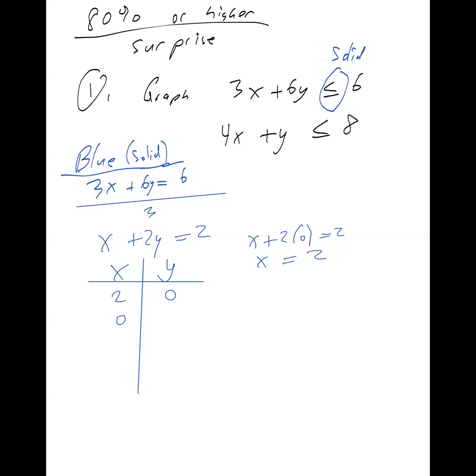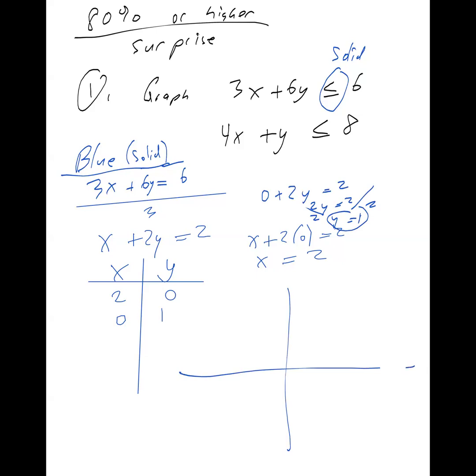Now I plug in 0 for X. So if I plug in 0 for X, I get 0 plus 2 times Y equals 2. So 0 is just 0. So I get 2Y equals 2. Divide by 2. Divide by 2. You get Y by itself equals 1. So the Y value is 1. Now we're ready to draw a solid blue line. Boom, boom, solid blue line.